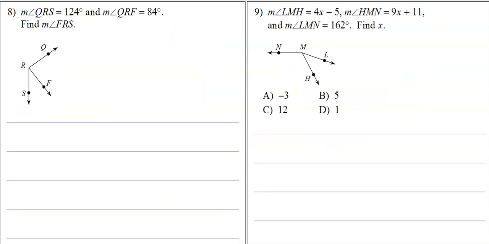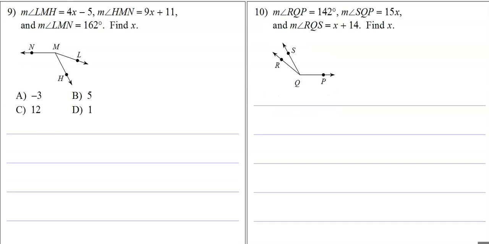All right, let's jump into number 9 and 10. Looks like a similar idea, but cranking it up a notch with a little bit of algebra. So we have LMH. LMH is 4x minus 5. That's this little fella. And then HMN is here on the left. That's 9x plus 11. And then we know the big dog, LMN. So all of these two added together, almost a full circle, but not quite, is 162. So our equation needs to set up.